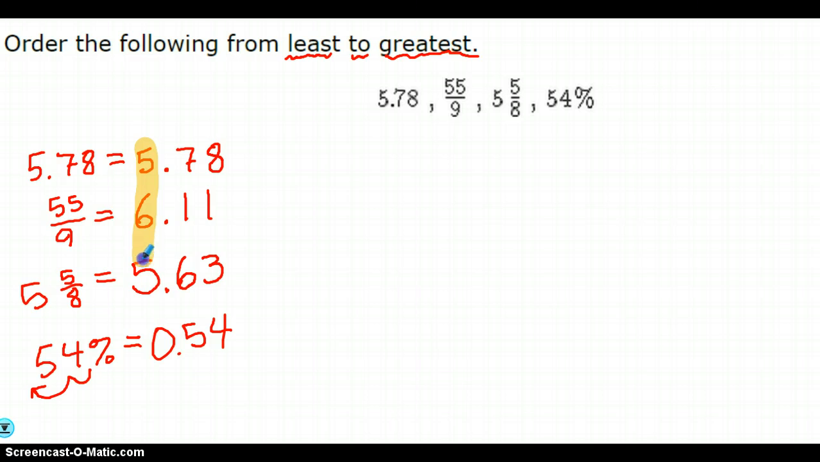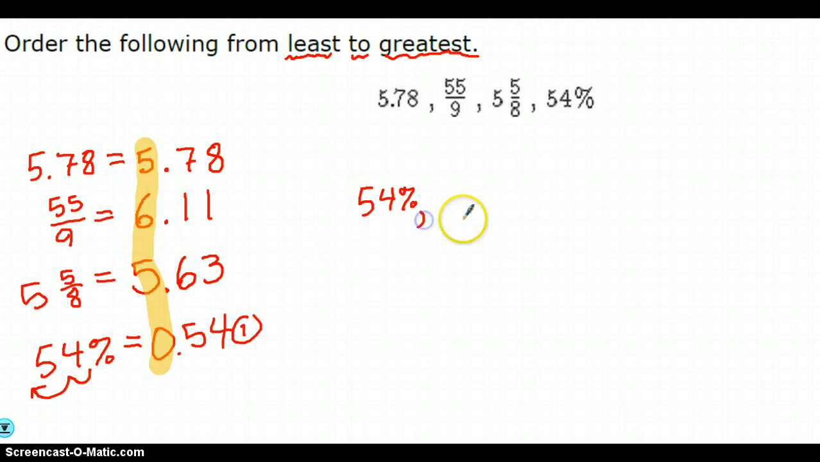I'm going through my ones place value. Can I determine which one of these is the smallest from just looking at the ones place value? The answer is yes. Because the 0 is smaller than all of these other numbers, the 5, the 6, and the 5, we can say safely that 54% is the smallest one. So we can either write it here, or we could say that this one is number 1.